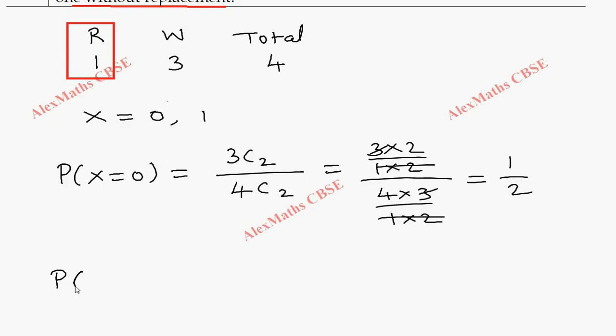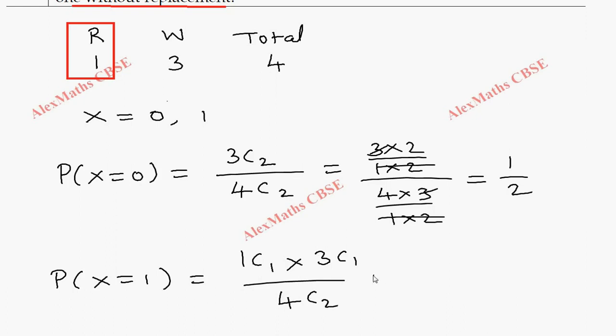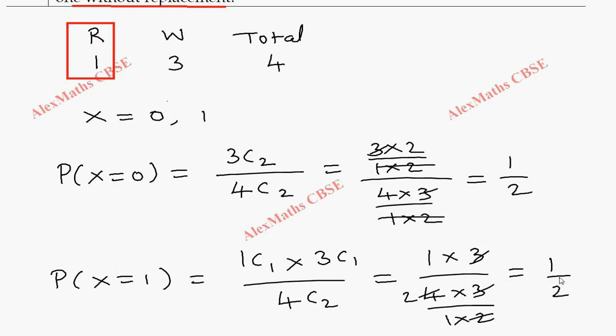Then probability of x is equal to 1. It means 1 red. 1 red will come from this available 1 red. So it is 1C1 into, and we are picking 2, and 1 more will come from this W, which is 3C1, divided by total probability, which is 4C2, because from 4 totally we are taking 2 balls. So 1C1 is 1, 3C1 is 3, divided by 4C2, which is 4 into 3 by 1 into 2. We can cancel these 2 and we can also cancel these 2. So this is 1 by 2.